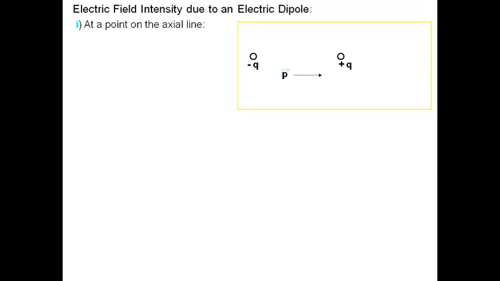Now, how to calculate the electric field intensity due to an electric dipole? There are mainly two cases. One is at a point on the axial line. If minus q and plus q charges represent the dipole, 2a we take here as the total length of the dipole. So a is the distance from the center of the dipole to each individual charge, minus q and plus q. The line joining the charges, along this side or this side, is called the axial line. On the axial line, let me take a point P at a distance r from the center of the dipole.